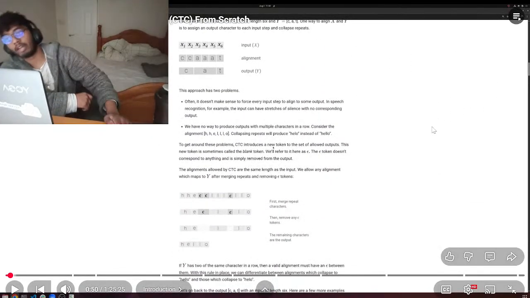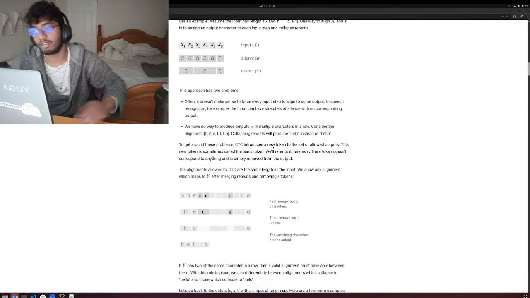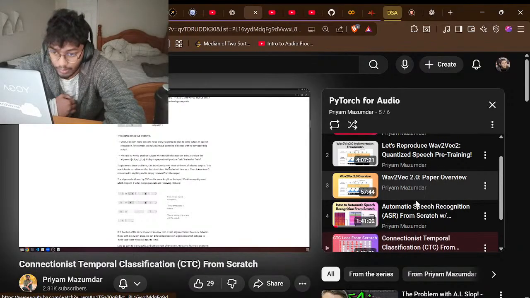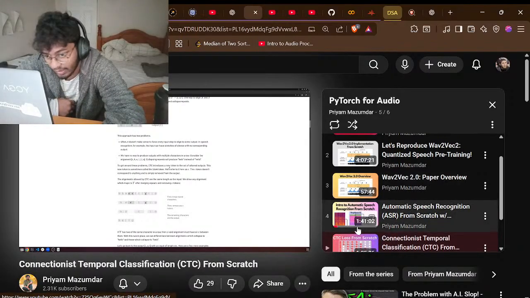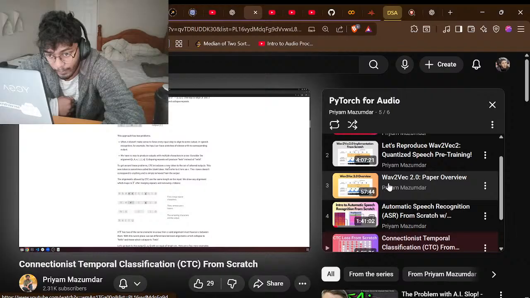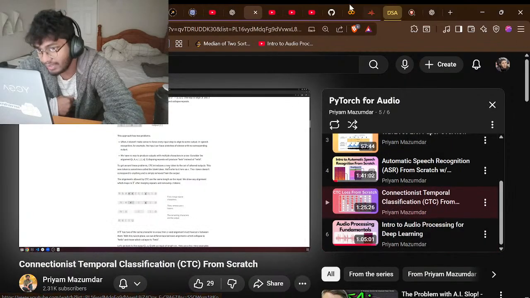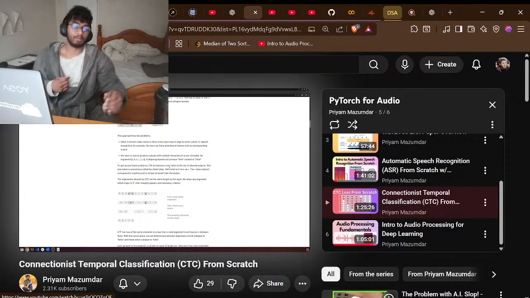Connectionist temporal classification, CTC, from scratch. Audio recognition, ASR from scratch. This is going to be a paper review. Let's reproduce. Okay. Basically, not much going on.